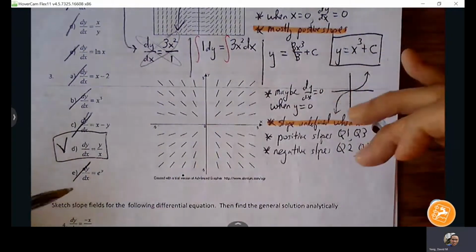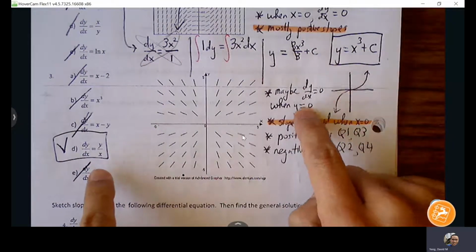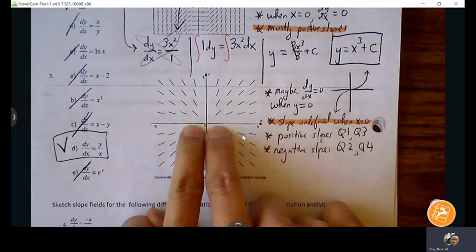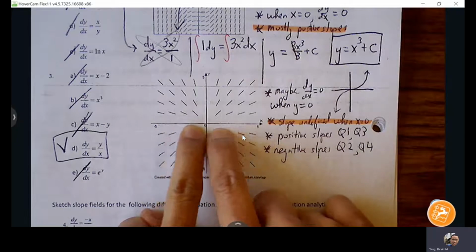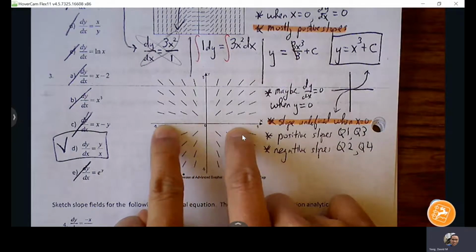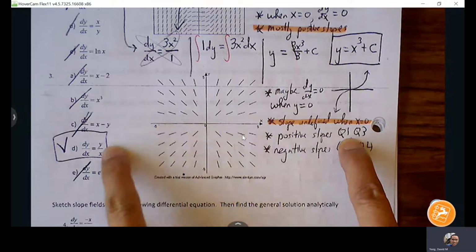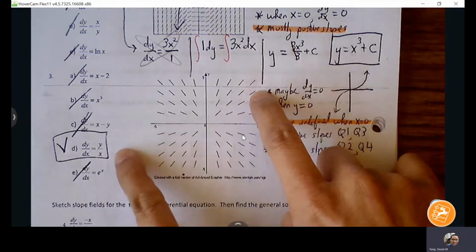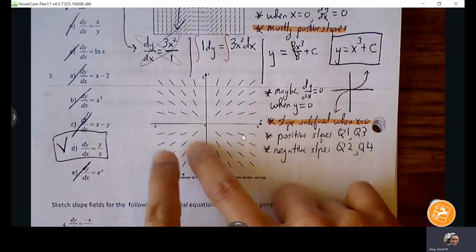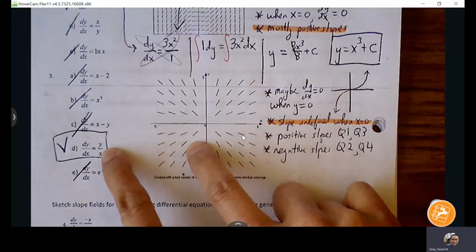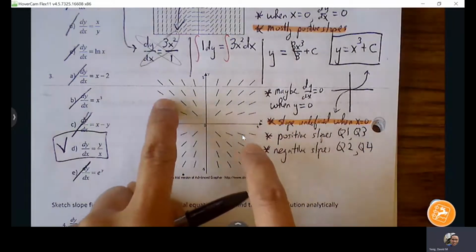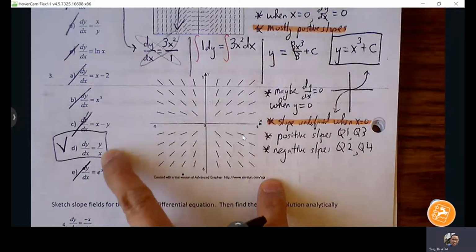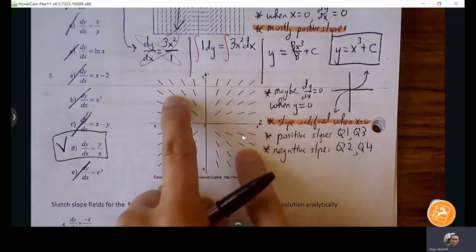Okay, let's go down the other options. When y equals zero, we are getting zero for the most part. So it looks like it really was hiding slope zero behind the x-axis. Positive slopes in quadrant one and quadrant three, that's true, because in quadrant one, both x and y are positive, so that's positive. In quadrant three, both x and y are negative, and negative over negative is positive. Quadrants two and four have one positive and the other negative, and that's always going to produce negative values. So that's consistent.